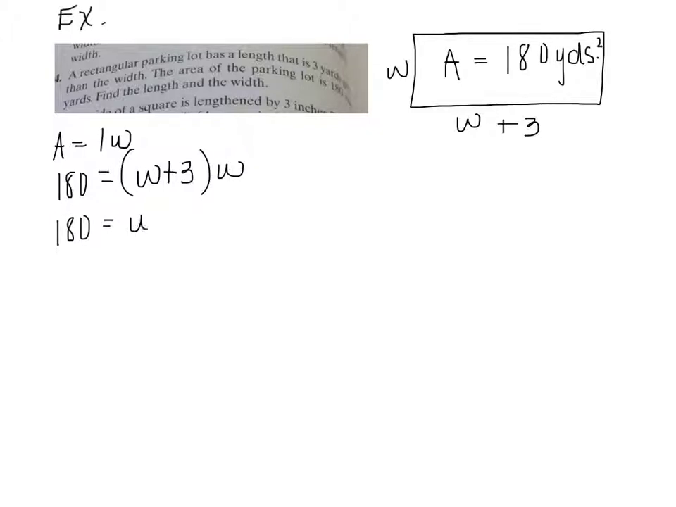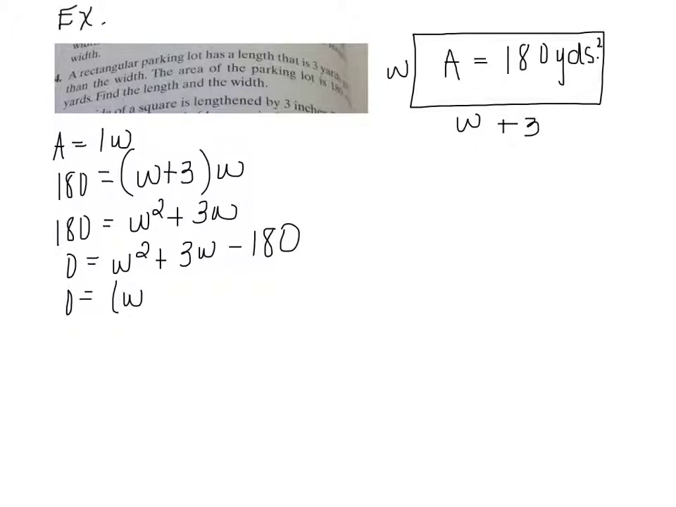So distributing the W, we get W squared plus 3W. Then you want to set your equation equal to 0. So I'm going to subtract the 180. And then here, you can either factor, you can use quadratic formula, or you can do completing the square. So I'm going to factor it. So that would be 15 and -12. And then you set each one equal to 0.